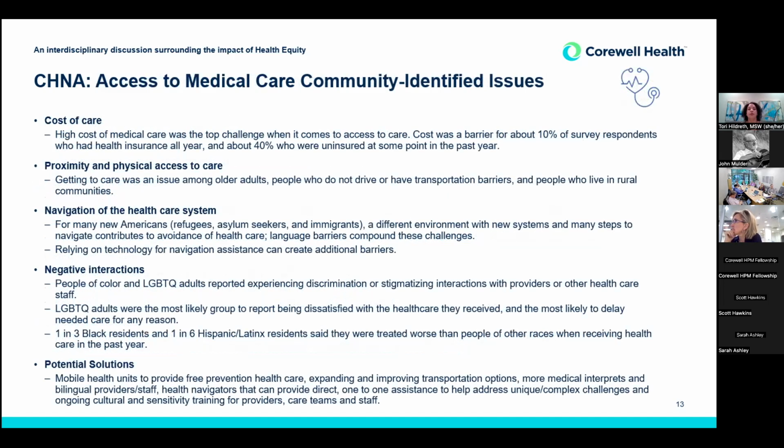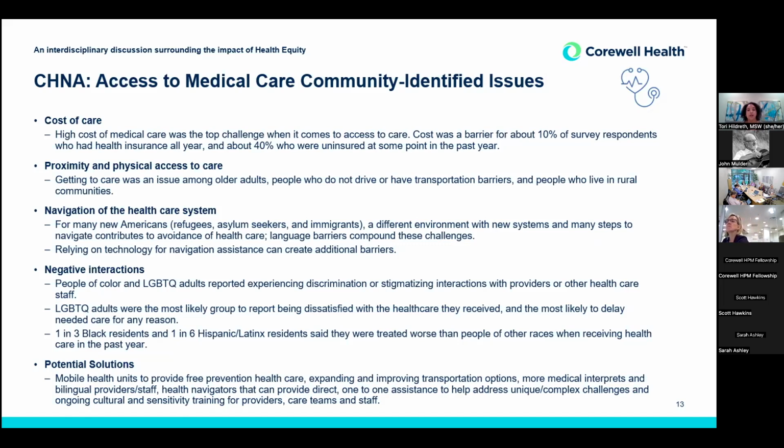Our third top priority is access to medical care. There's a high cost of medical care, which is a huge challenge. Cost was a barrier for 10% of survey respondents over the whole year, and 40% were uninsured at some point in the past year. Proximity is also a difficulty. A lot of our patients live in rural areas. Is there public transportation? Do they have access to get from those rural communities into the city?